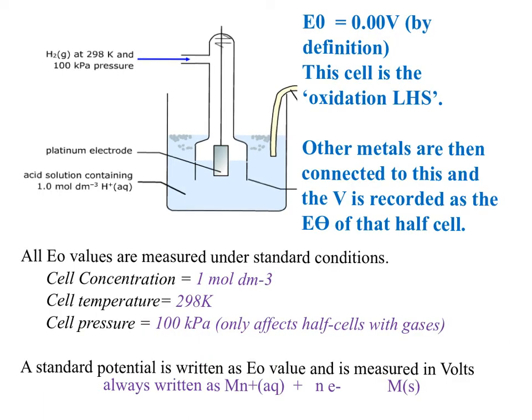Now, like I said before, this is all operating under standard conditions, and they are all listed for you there on page 16, but it's important to remember them. Now, this cell always forms the left-hand side, and I mean the left-hand side of the electrochemical cells. Other metals or other half cells will be connected to this, and that's how we measure, like I've said before, their standard electrode potential.